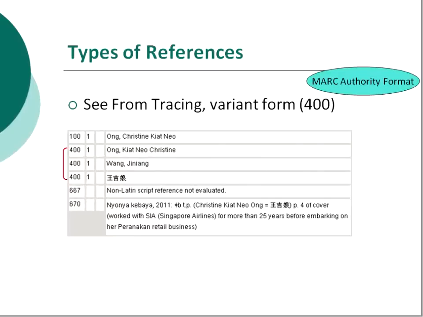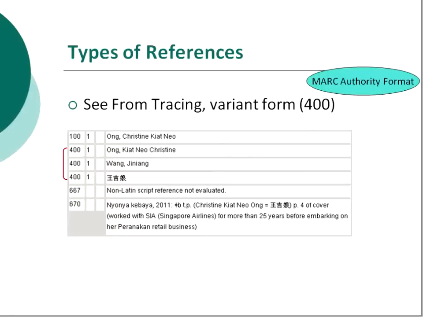Types of references. There are 2 types of references, 400 C references and 500 C references. The C references usually are given when the cataloger thinks the names or the form of the names might be reasonably searched by the users when they search the database. So these are the C references.